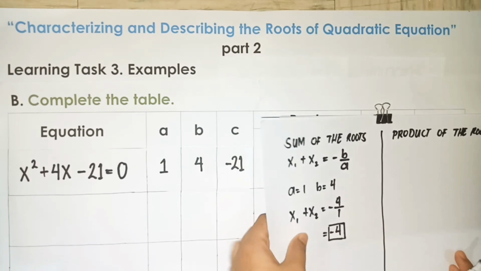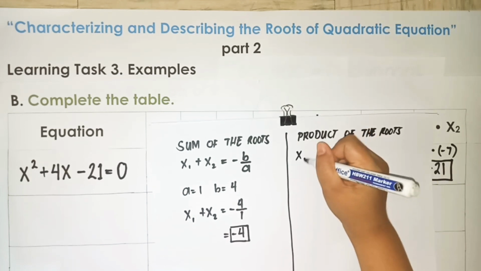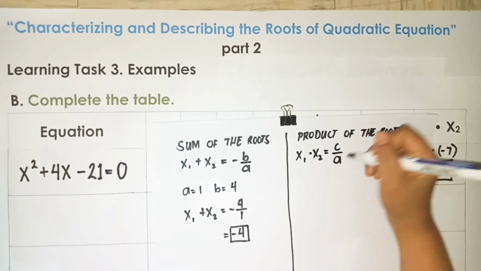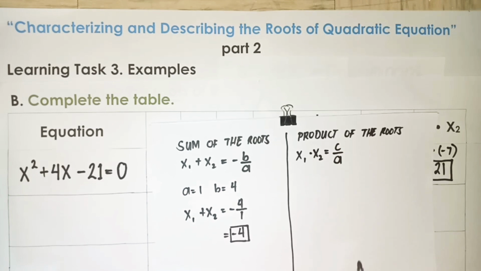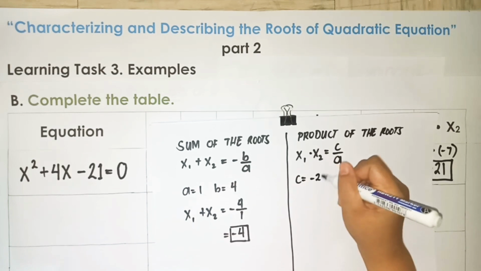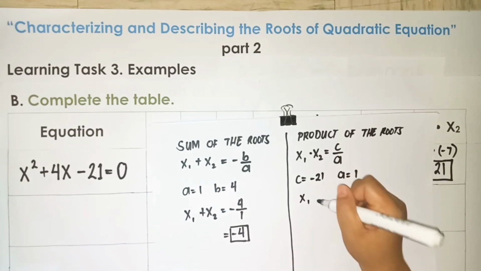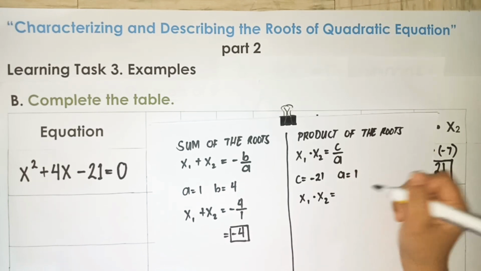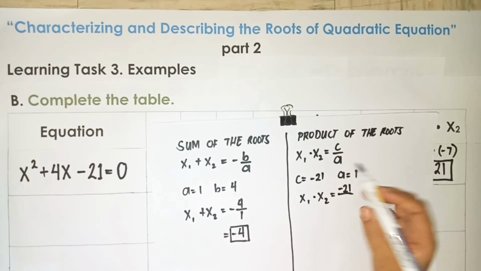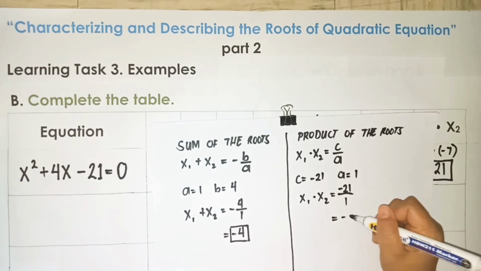Product of the roots. So, the product of the roots of the quadratic equation is simplified by means of x sub 1 times x sub 2, which is also the same as the ratio of c over a. Meaning to say, pwede nyo po itong gamitin yung c over a. So, kukunin nyo lang po ang value ng c. The value of c is negative 21. And the value of a is equal to positive 1. So, we have x sub 1 times x sub 2 equals c over a, which is negative 21 over 1. Negative 21 divided by 1 is negative 21.